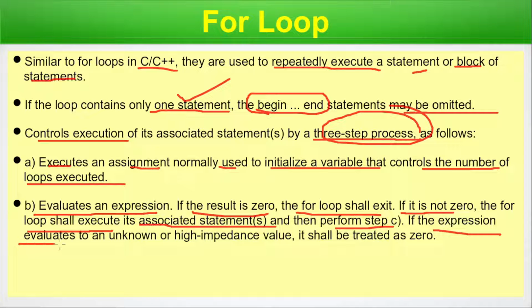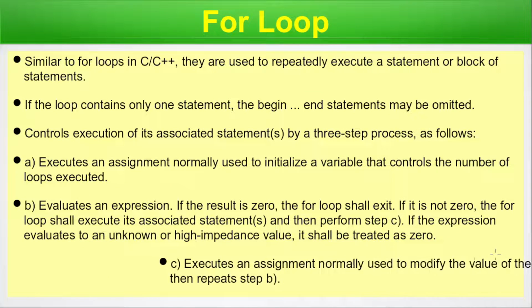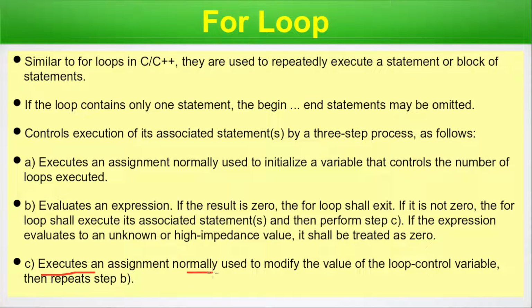If the expression evaluates to an unknown or high impedance value, it shall be treated as 0. Now, execute an assignment normally used to modify the value of the loop control variable. Then it repeats step B. So this is a plain and simple explanation of how the for loop operates, and it is very much similar to the conventional for loop that you have learned in C or C++. However, there is a little bit of difference because it's digital and it has some logic, which we can see here, the high impedance value, which is very much native to Verilog only. We are done with this particular slide. Let's move on to the next slide for examples.